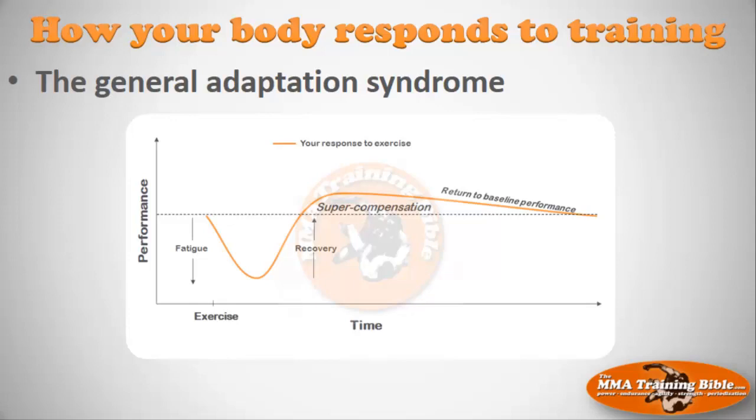I want to just take a minute to describe the general adaptation syndrome, which is really a good tool because it helps us understand how our bodies respond to training. It's a nice little figure we can go through. So what we're looking at here on the vertical scale is our level of performance, and on the horizontal scale, we're looking at time.